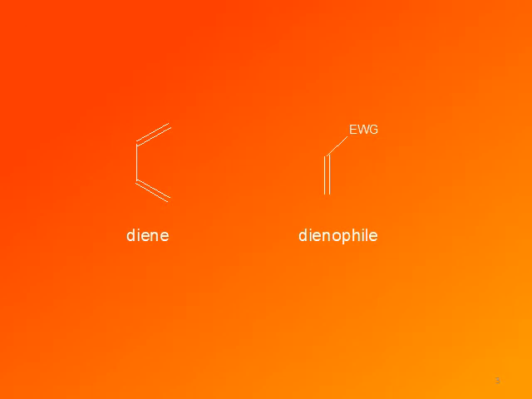A dienophile is an alkene, but not just any alkene. It has to be a substituted alkene, and the substituent must be an electron withdrawing group. So a dienophile is an alkene on which we have an electron withdrawing group directly bonded to the double bond.